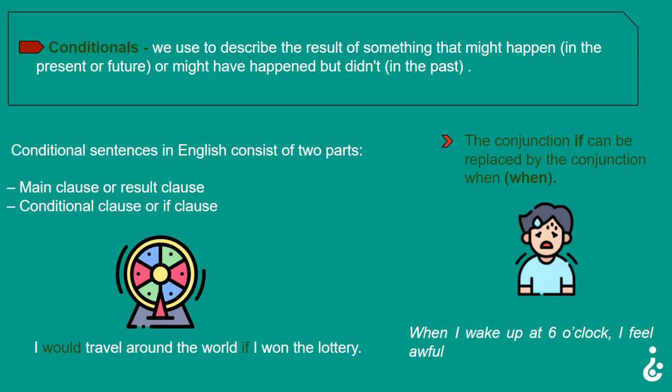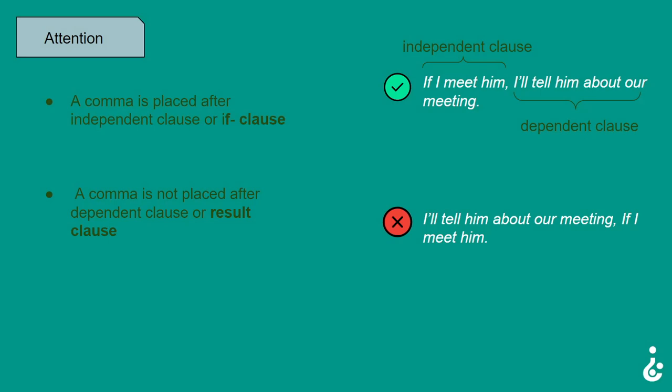When I wake up at 6 o'clock, I feel awful. The conjunction if can be replaced by the conjunction when. Attention! A comma is placed after the dependent clause or if clause. A comma is not placed after the independent clause or result clause.